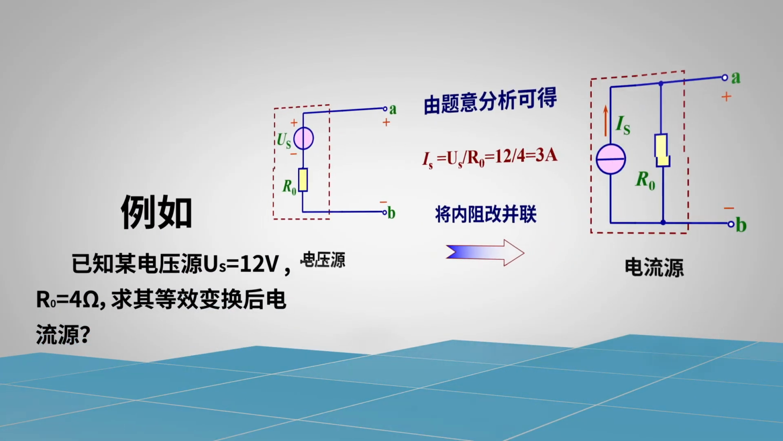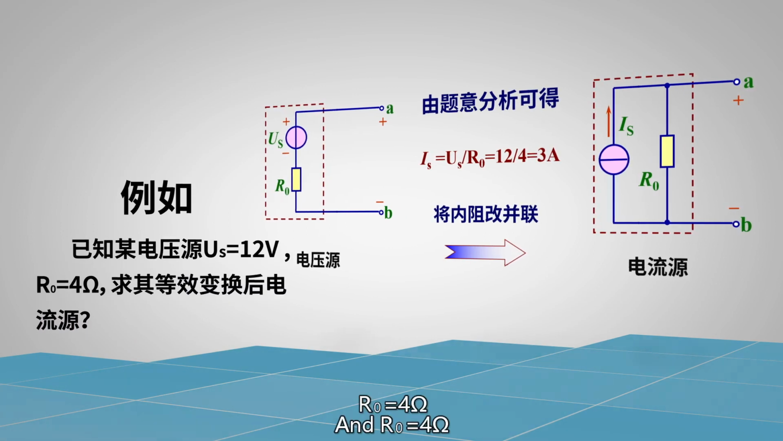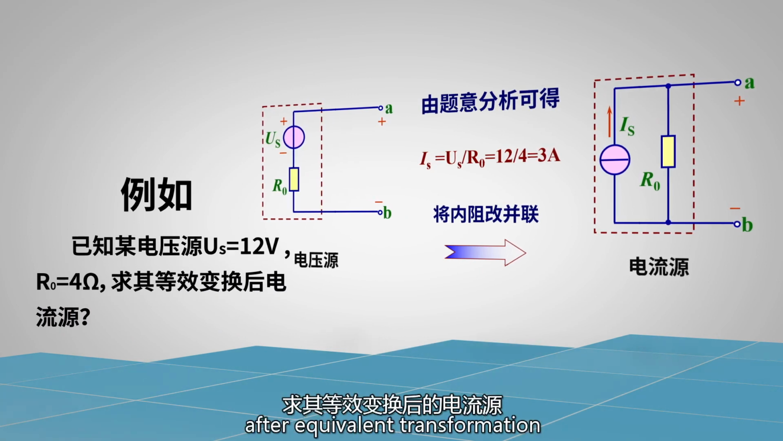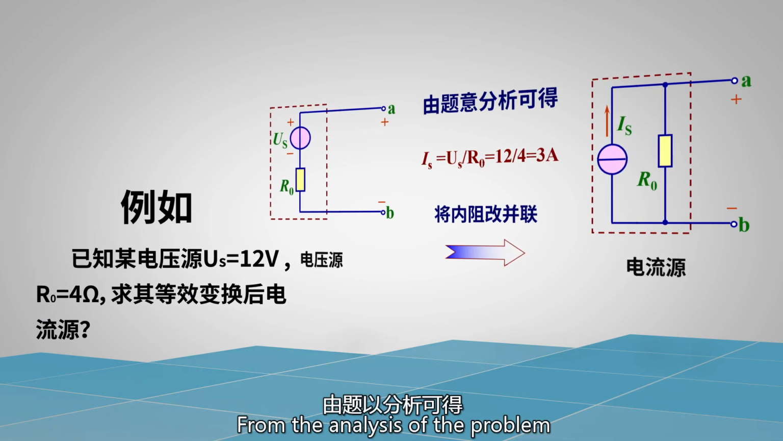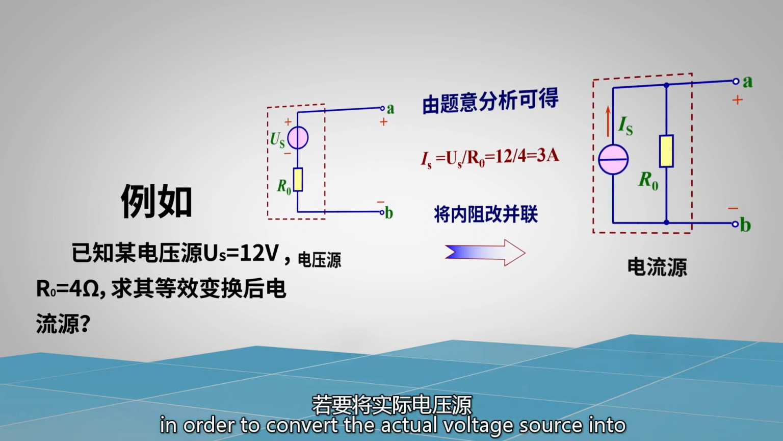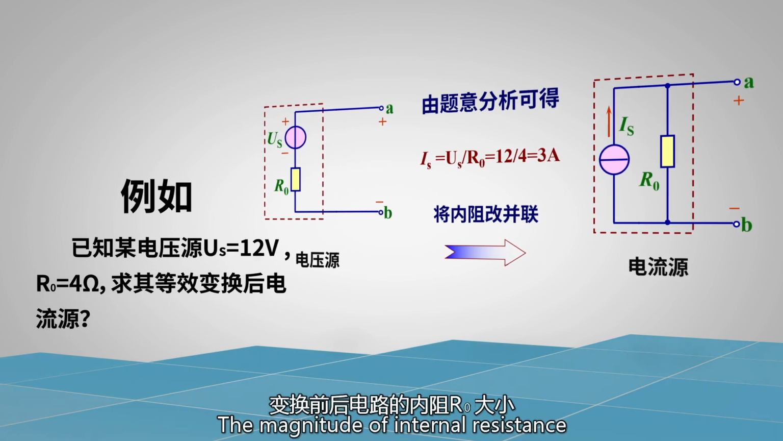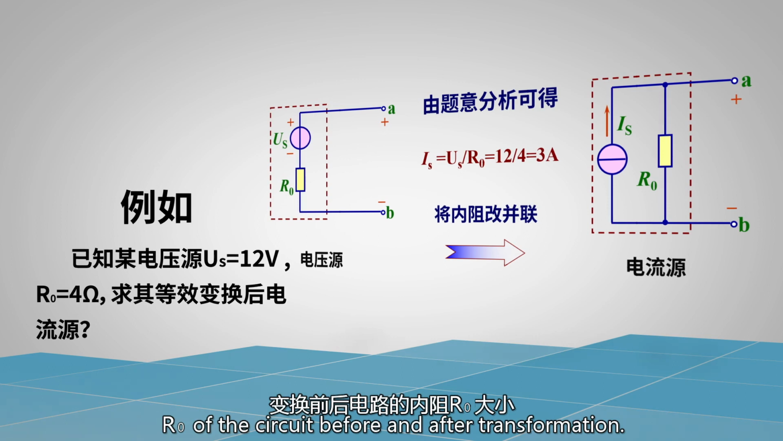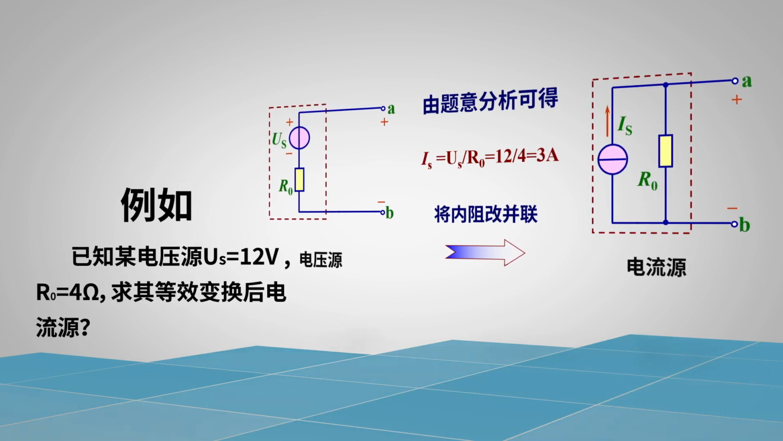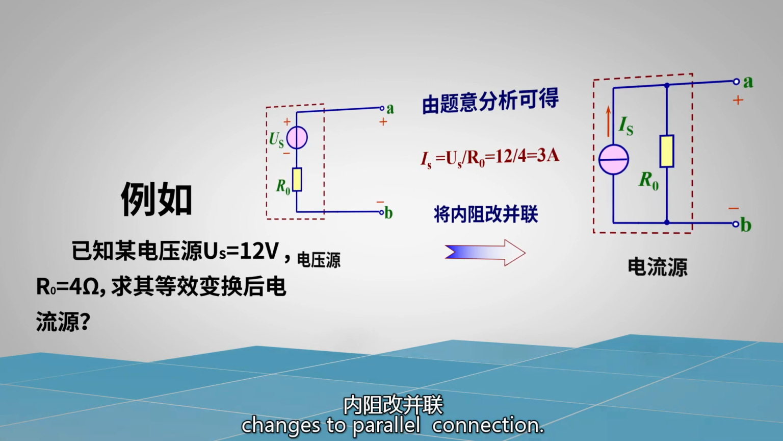For example, given a voltage source U sub s equals 12V and R0 equals 4 ohm, we need to find the current source after equivalent transformation. From the analysis of the problem, in order to convert the actual voltage source into an actual current source, the magnitude of internal resistance R0 of the circuit before and after transformation will not change. Instead, internal resistance changes to parallel connection.